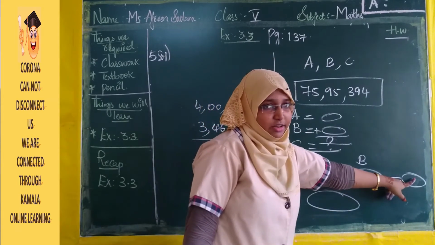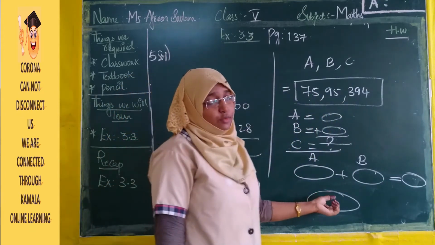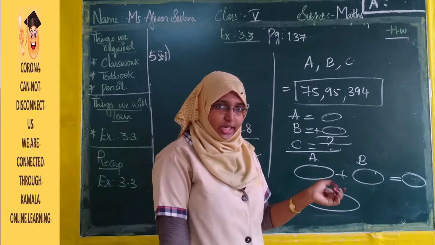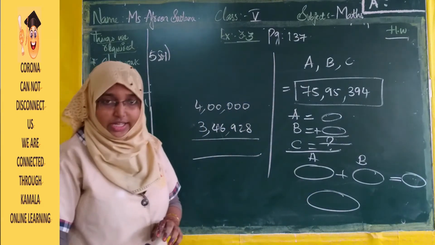We will get the result. That result we will subtract from 75 lakh. The result which we got, that many votes have been polled for candidate C. So I hope it is very clear. 5th one and 6th one.